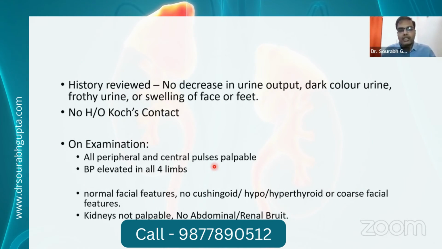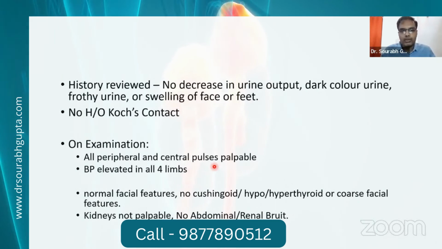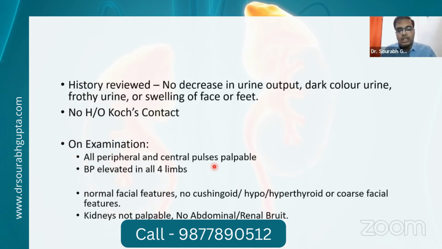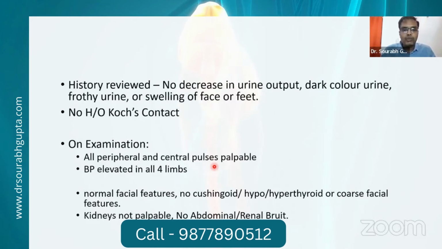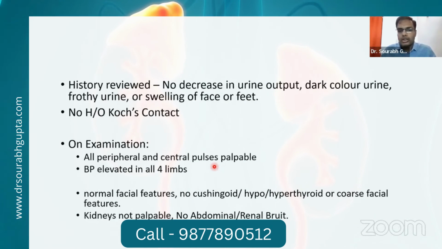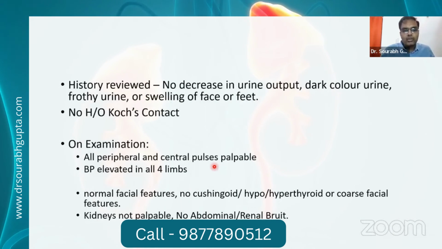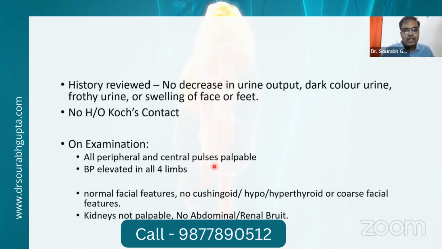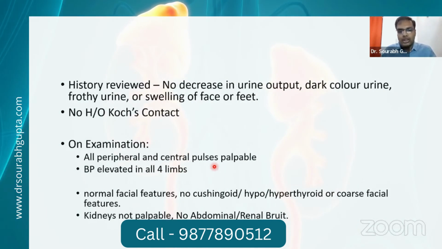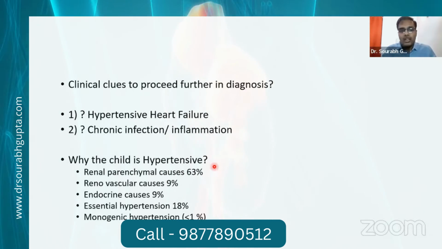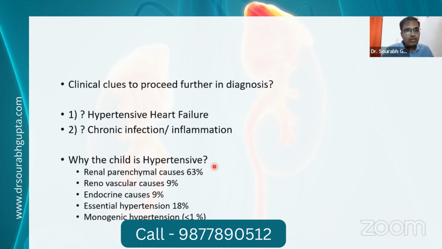He didn't have any history except for what was already mentioned, and all his pulses were palpable, and there was no limb difference. All limbs showed that BP is elevated, and there was nothing in his examination to suggest that it is thyroid-related or renal-related hypertension, at least on clinical examination. But he had heart failure.